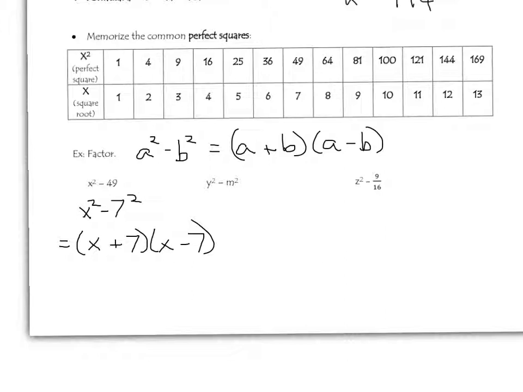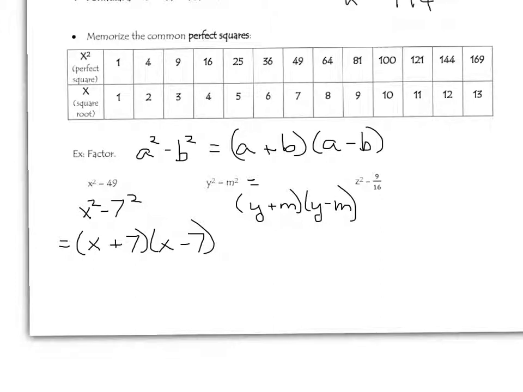y squared minus m squared. y corresponds to a and m corresponds to b. So all we have to do is write out the answer. It's going to be y plus m times y minus m.